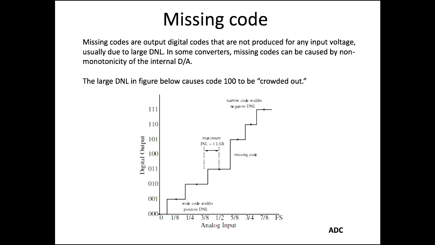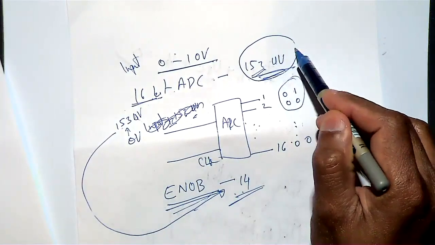Then missing code. Sometimes people also mention a missing code in the ADC data sheet. Missing codes are output digital codes that are not produced for an input voltage, usually due to large DNL. As I said, the missing code and the DNL are both connected. Why? Because we have an ADC and our resolution is 152 microvolt.